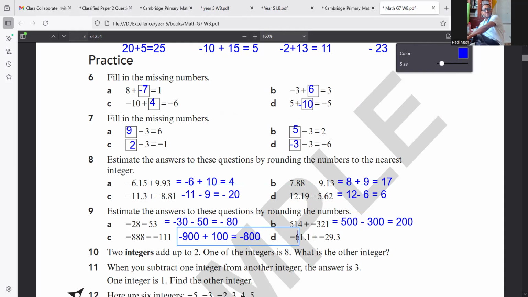For the question after, this is going to be negative 60. Plus minus is going to be one sign, which is minus. It's going to be what? 30. And the answer is equal to negative 90.